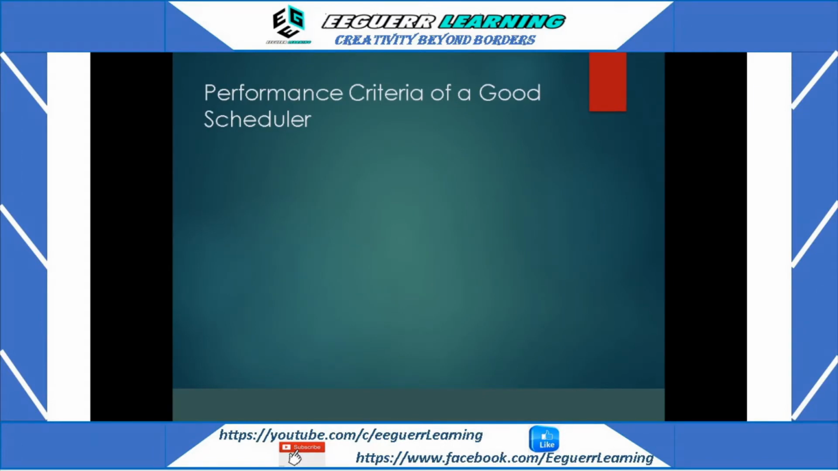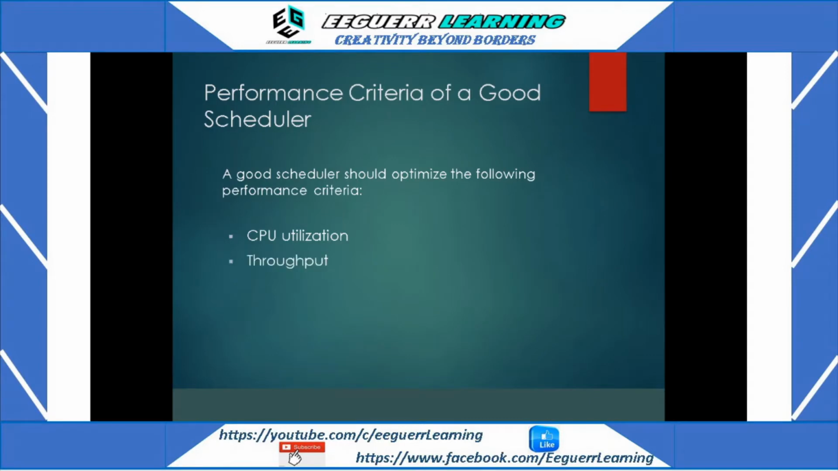Performance criteria of a good scheduler. A good scheduler should optimize the following performance criteria. We have CPU utilization, throughput, turnaround time, response time, and waiting time.